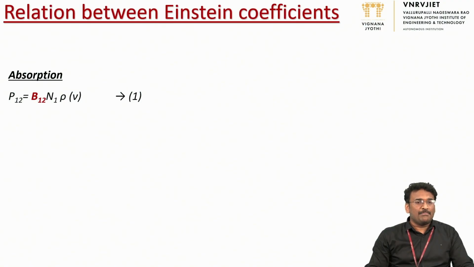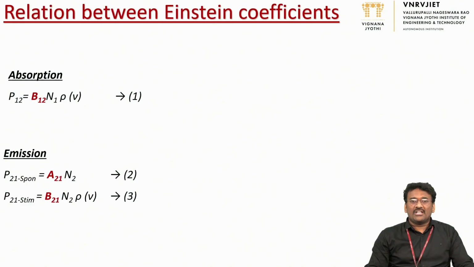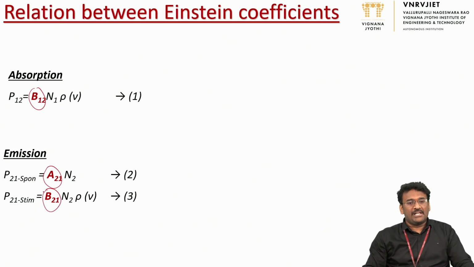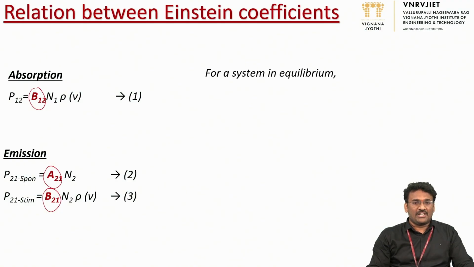So that's absorption. P12 is equal to B12 N1 rho v, where B12 is the Einstein coefficient of absorption. And for emission, two types of emissions are there. One is spontaneous and the other one is stimulated emission. So P21 spontaneous is equal to A21 N2. A21 here is the Einstein coefficient of spontaneous emission, and B21 is the Einstein coefficient of stimulated emission. These three equations we have taken from our previous explanation.